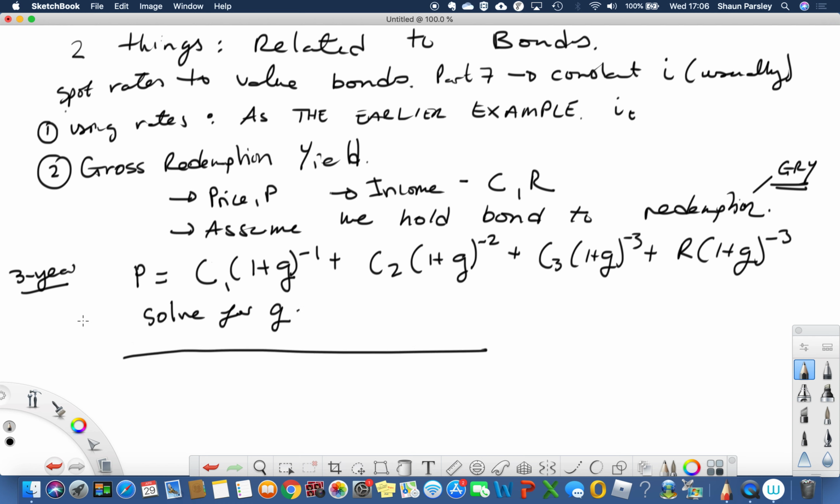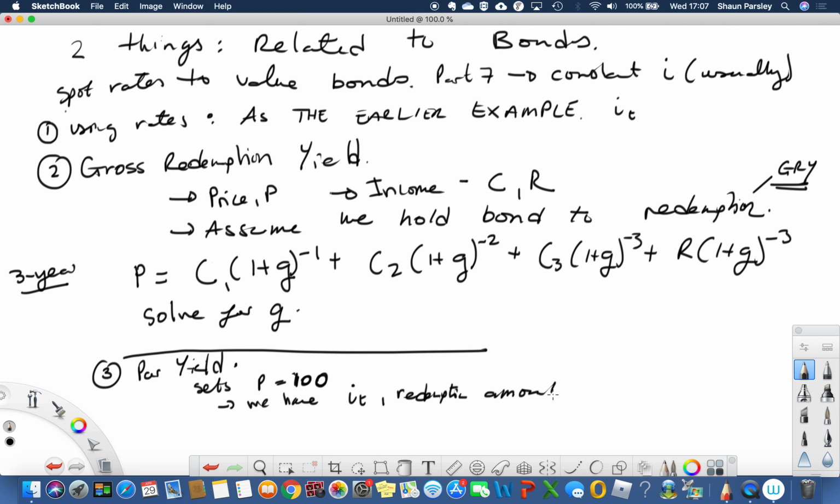The next thing, the final thing I want to talk about is the par yield. Now, what do we do for this one? What this does is it sets the price to 100. And we now have the spot rates, and we have the redemption amount. So we solve for the coupon.